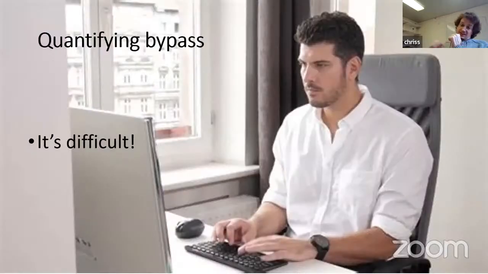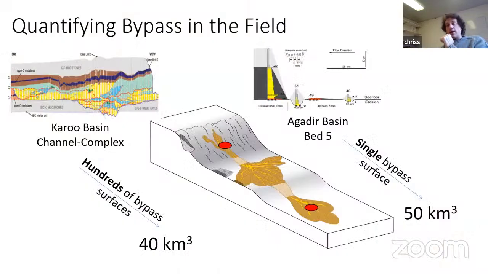Now, let's finish with, can we quantify the amount of sediment being bypassed at a given point in the system? The short answer is, this is a really difficult question. Two examples from the field suggest that it is not possible at all.